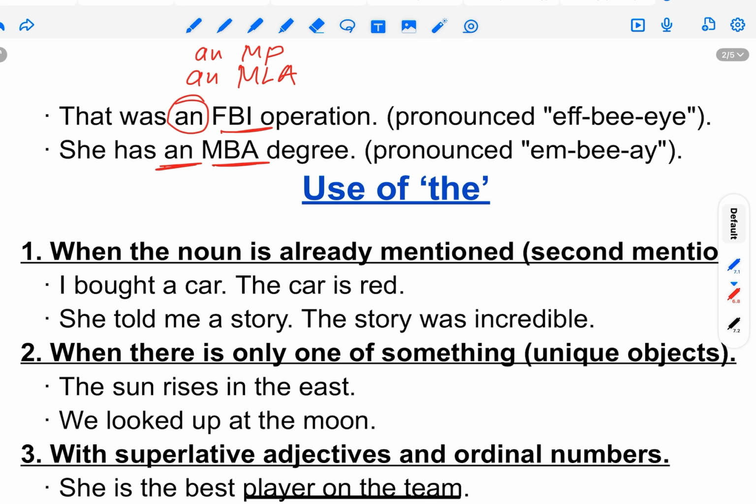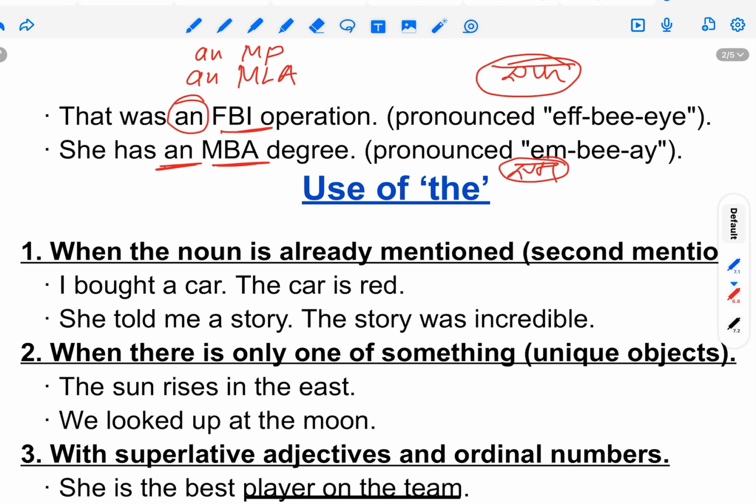They take article an before them. Why? Because FBI is pronounced with the sound ef, F is pronounced like this. MBA is pronounced em, like this. So it starts with a vowel sound. That's why we use article an, not article a.